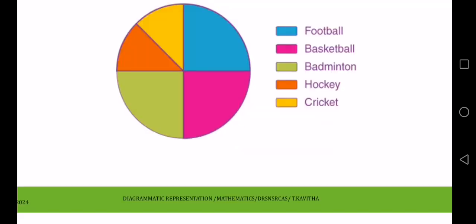This is the pie chart. Blue is football and pink is basketball, and badminton, hockey, cricket.